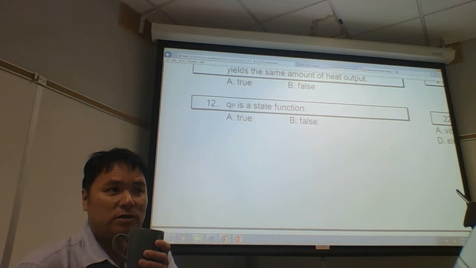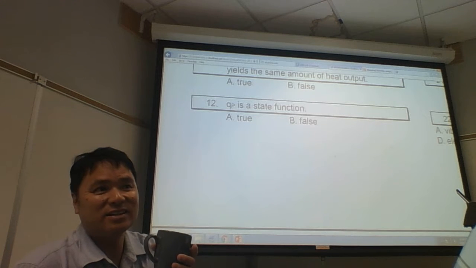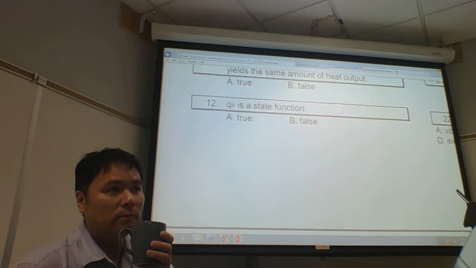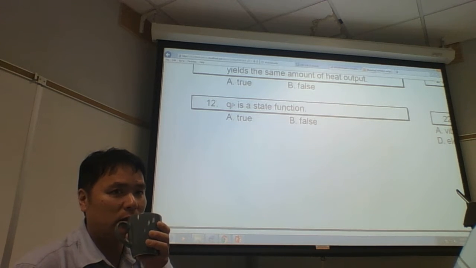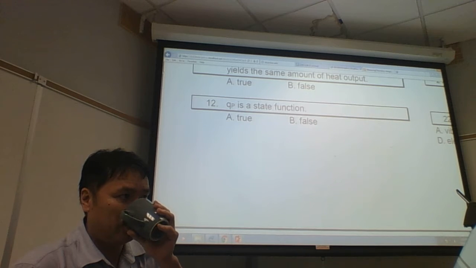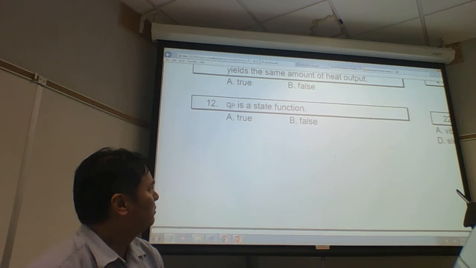Like QV, it's a state function. QP, yes and no. But we know Q is normally not a state function, so how would it have been written then? If you asked about Q alone, with no restrictions on it, Q is path dependent. It depends on pressure and volume for its value. So if pressure and volume change, then Q changes, and so does work.